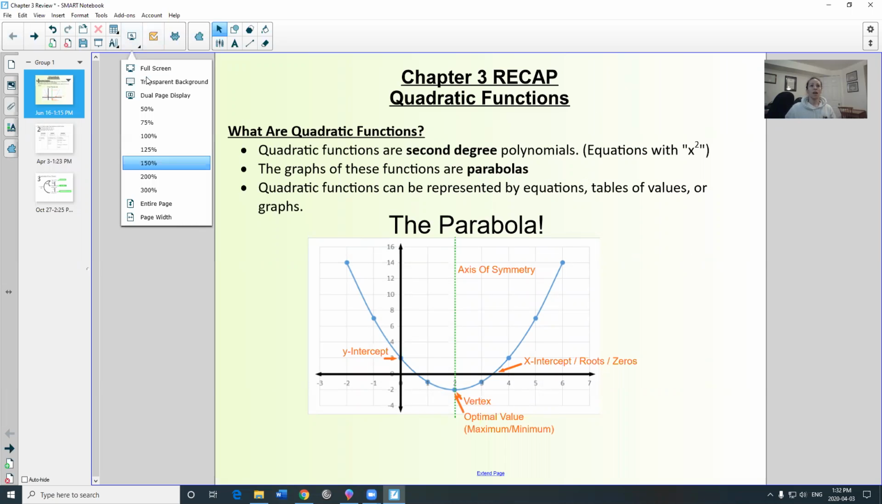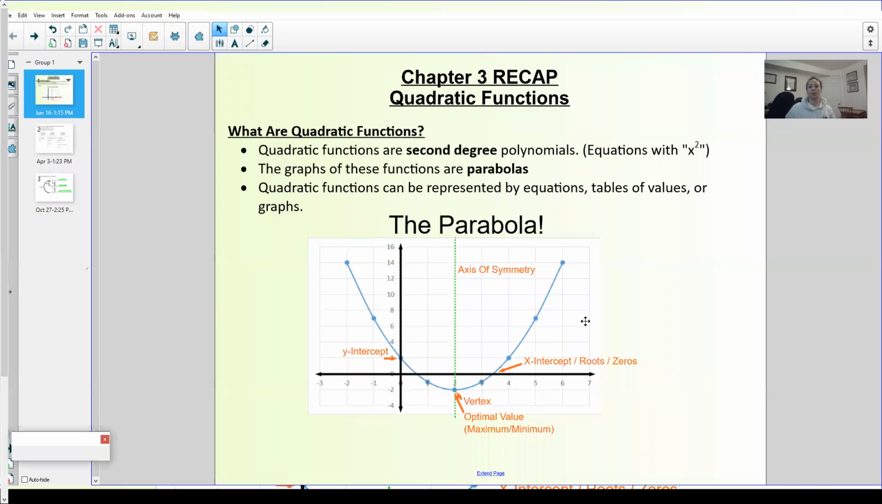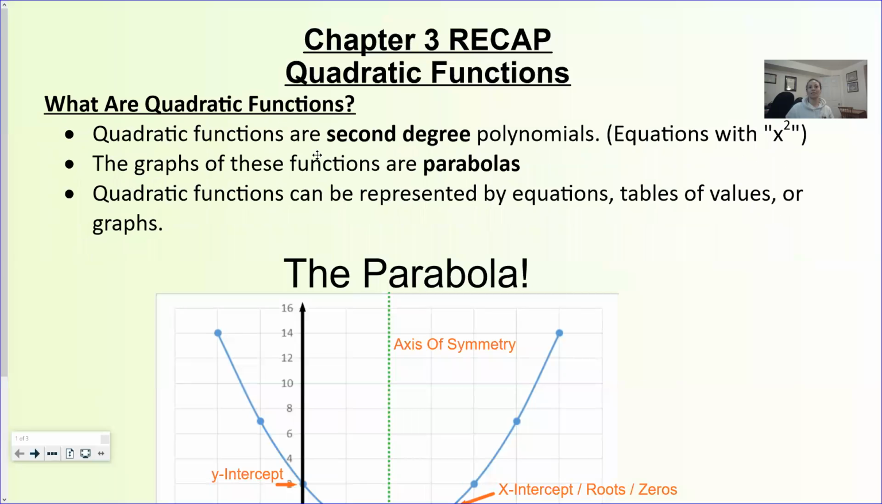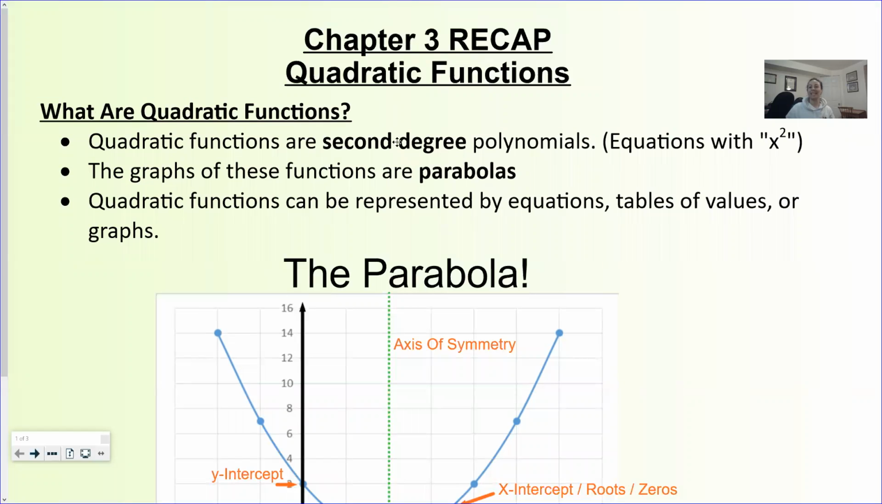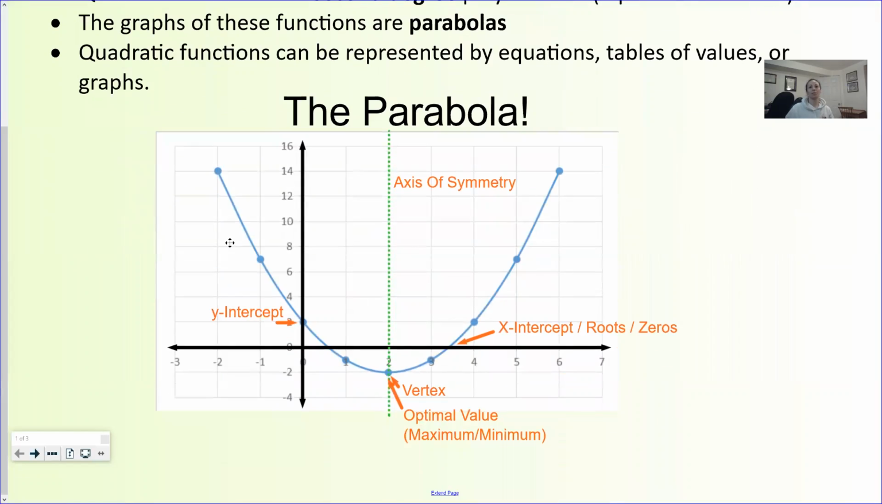So what I really want to look at is what a parabola is, the different forms of parabolas that we have, and then why each one of them is important. So a couple things you have to remember. Quadratic functions are always second degree polynomials. That means that the highest exponent that you will have in your equation is an exponent 2. Whenever you graph a quadratic, you will get a parabola. This is what a parabola looks like.